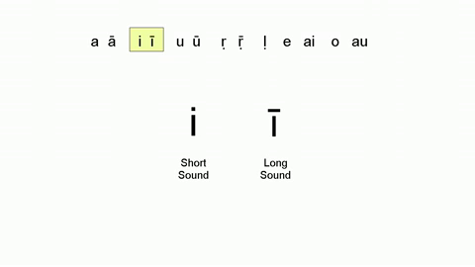A vowel letter with a bar over it or a line over it is always going to be long. I'll say that one more time. I, I.